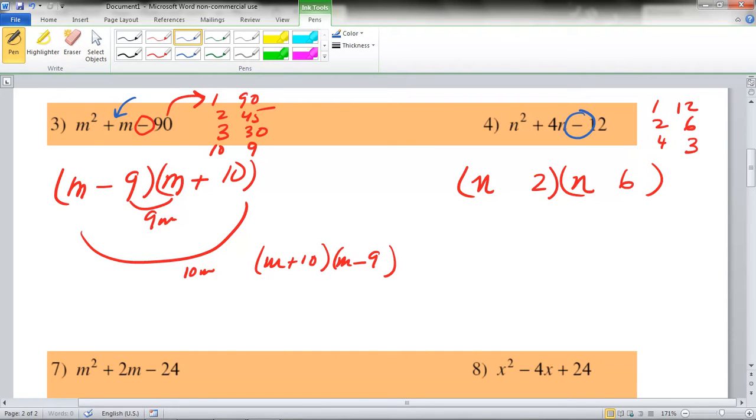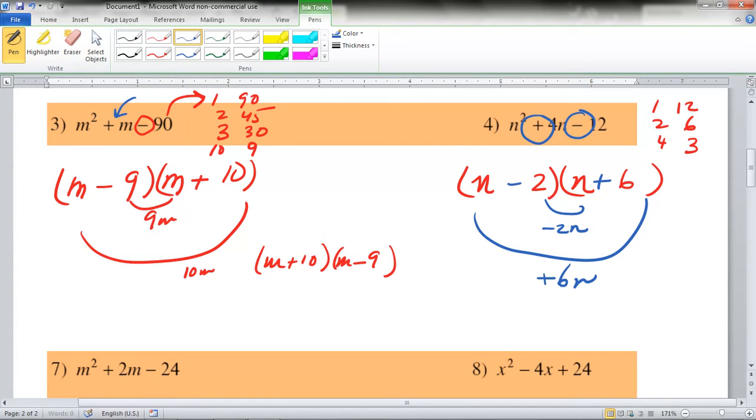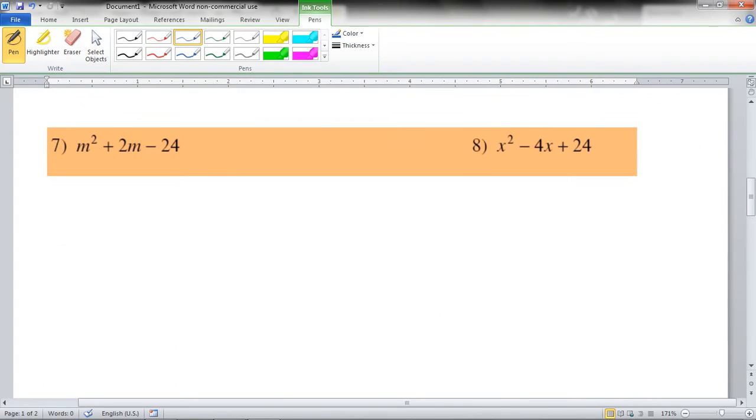And then lastly, the sign. These are going to be different signs. The bigger product, 6n versus 2n, the bigger product is going to be positive. So this product is positive. This is negative. Because this is going to be positive 6n. This is going to be negative 2n. That way. Okay? That's that. All right, let's do this one. m, easy enough. So the product is 1 and 24, 2 and 12, 3 and 8, and 4 and 6.